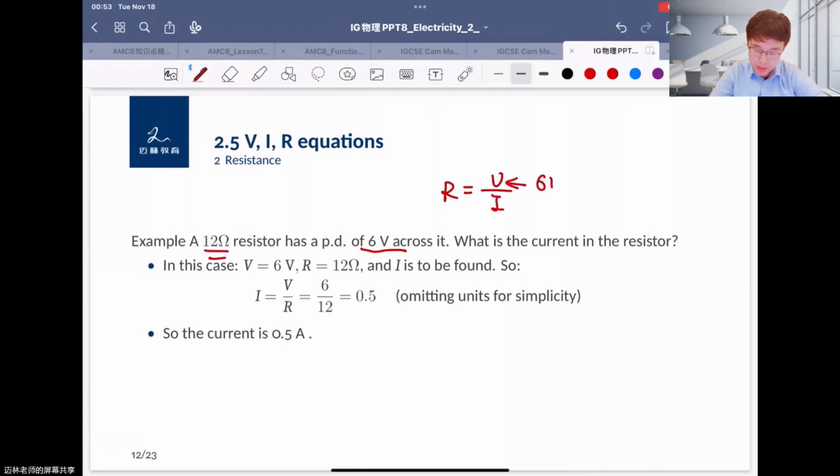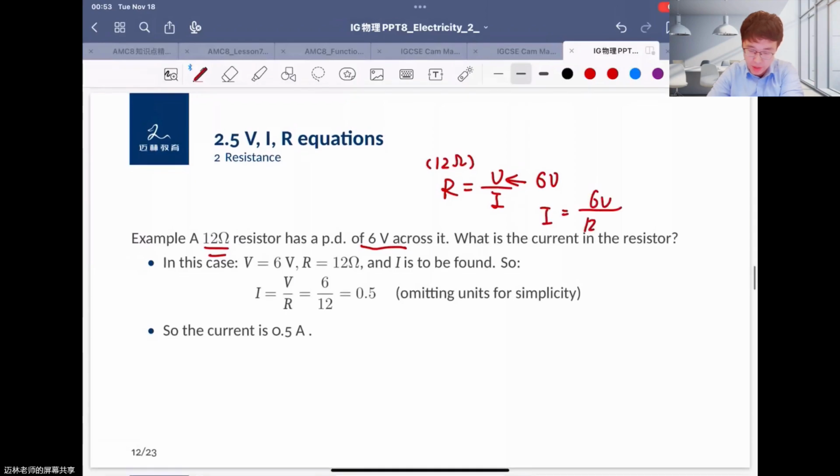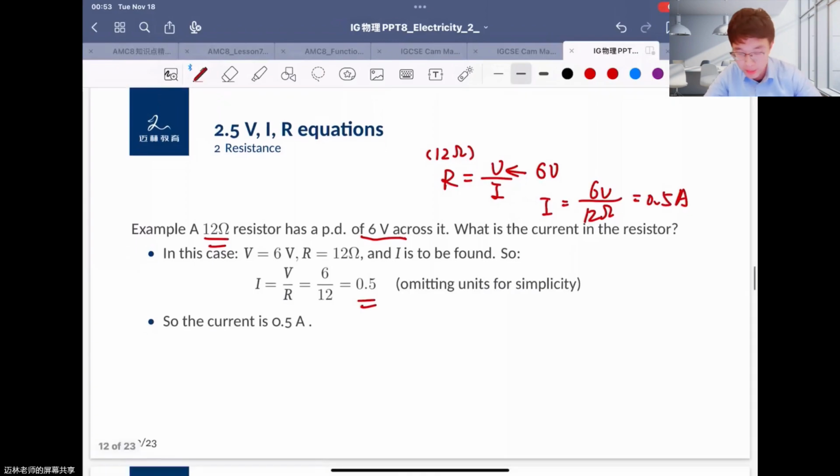Here U is 6 volts, the potential difference, and I is what we want to calculate, and R is 12 ohm. This is for a resistor, okay? So I equals 6 volts over 12 ohm, which equals 0.5 ampere. So we can use Ohm's law to calculate the current here. It's 0.5 ampere. It's not very difficult, right?